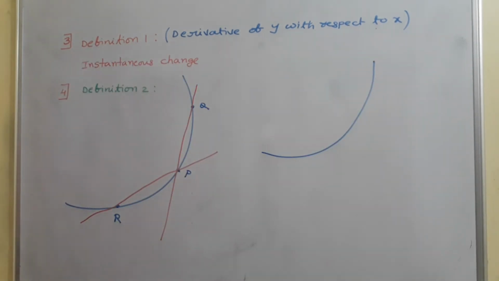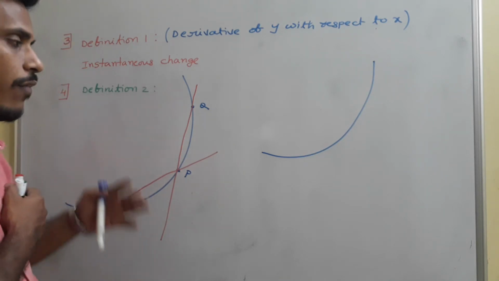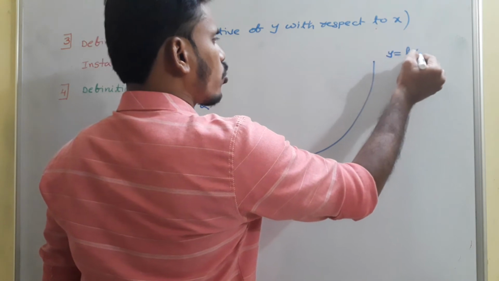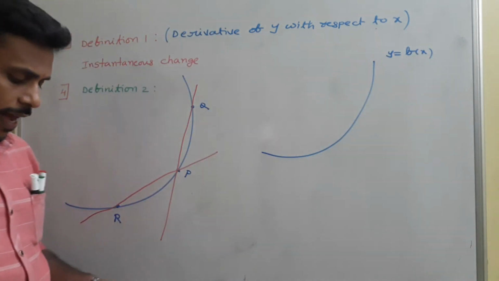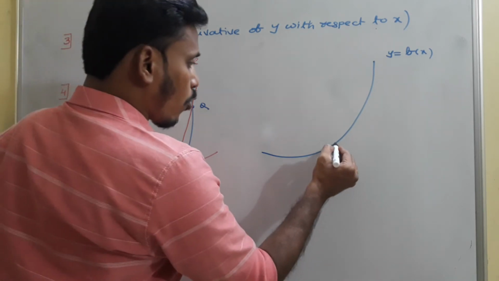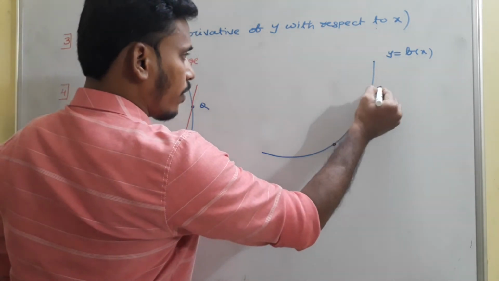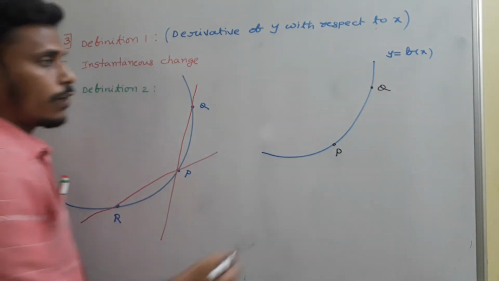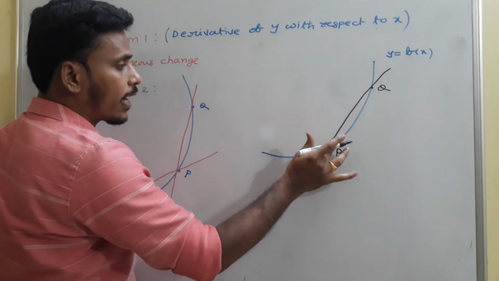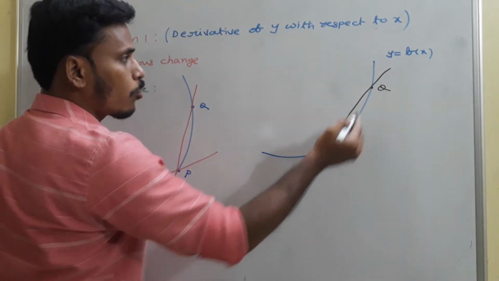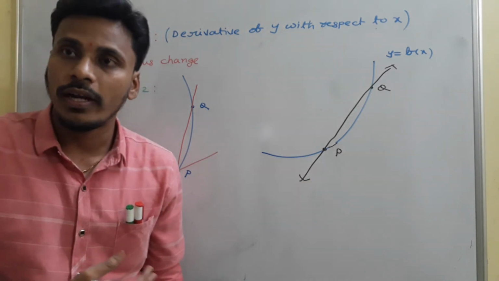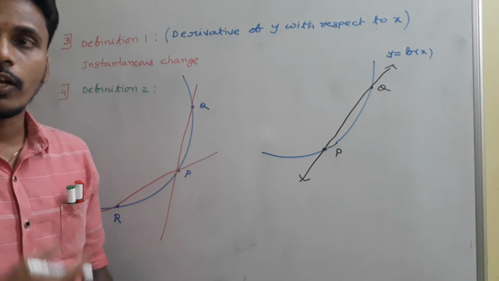Definition 2 I am going to discuss. For example, if you have a curve, having a curve is simply having the function y equals f of x. For every function we have its graph, and it is usually a curve. On the curve you mark a point P somewhere and a point Q another. If you join P and Q, for sure you will get a chord of the curve, or you may say this is a secant of the curve. A line passing through any 2 points of the curve is considered a secant.